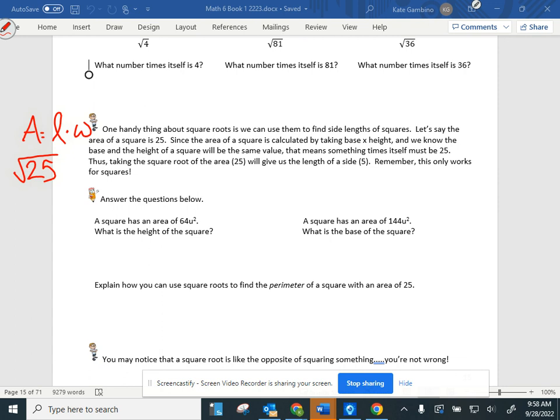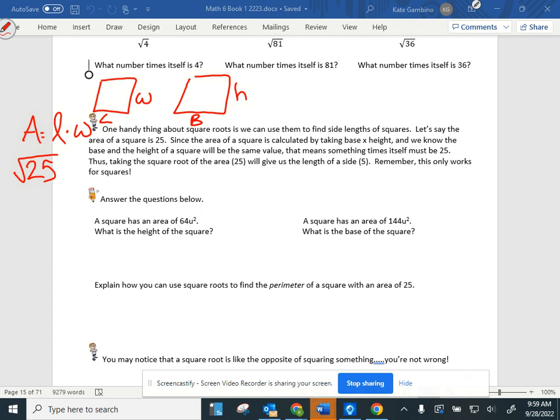So when you do our word ones, a square has an area of 64 units squared. Find the square root of it to find one of the sides. The height, the base, I call it length and width. Length and width, if we have our square, length times width, it's the same as saying your base and your height. Okay, so base and height are the same as length and width.